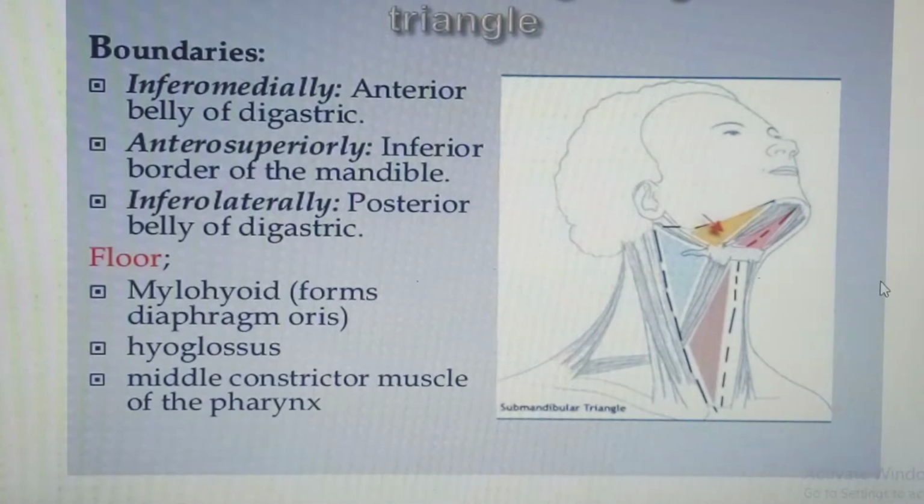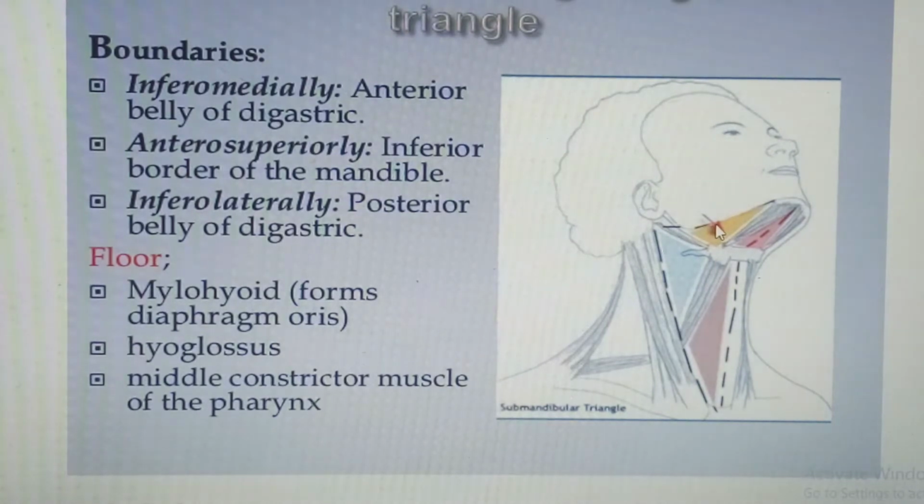Now, this submandibular gland lies in an area which we call the submandibular triangle. Because the submandibular triangle is bounded by both the anterior belly and the posterior belly of the digastric muscle, this triangle can also be referred to as the digastric triangle. I've done a video on the triangles of the neck, so that I can cover various things.